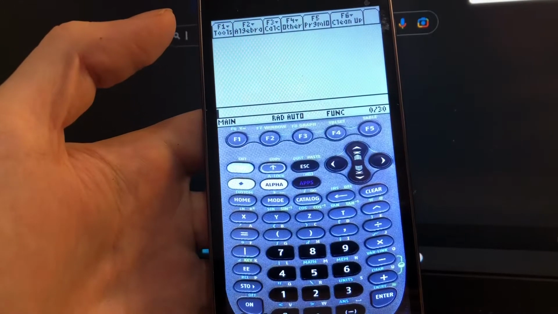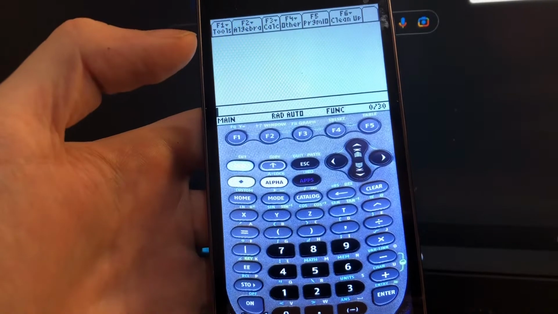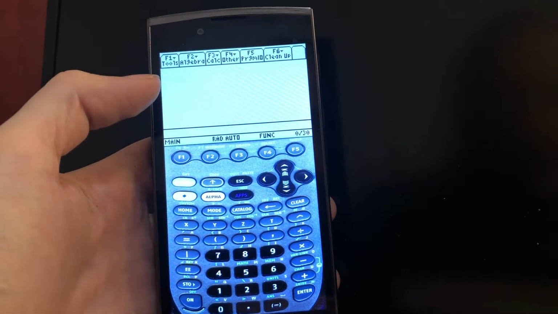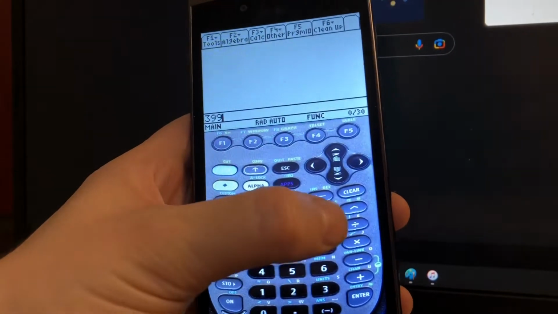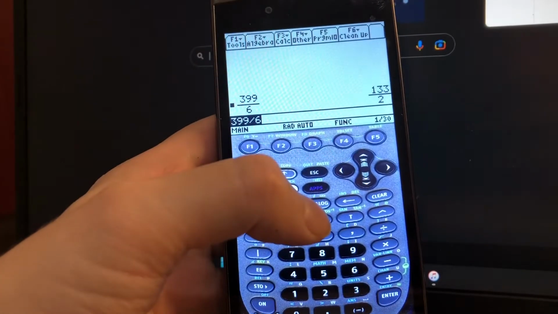This is a short tutorial on how to reduce a fraction into a decimal on any TI calculator. Creating the fraction and then creating the decimal number. Okay, what we first need is a numerator, so 399, and then the denominator, 6. So that equals 133 over 2.